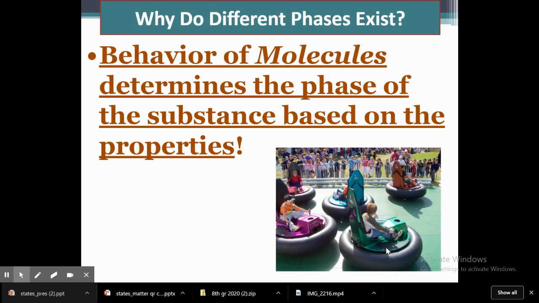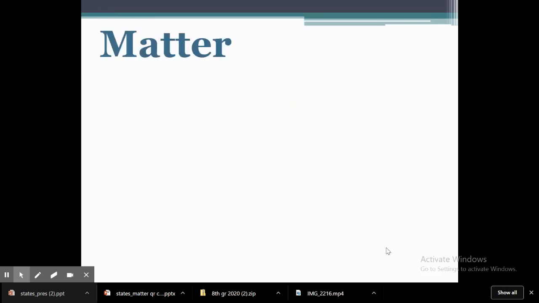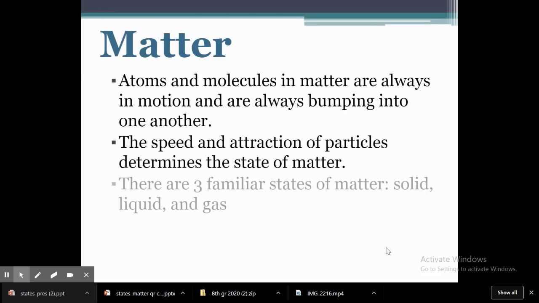Okay, so why do different phases exist? The behavior of molecules determines the phase of the substance based on the property, because molecules are always in motion. You cannot see air, right? But it has molecules and atoms, and those molecules and atoms are constantly moving, even though you cannot feel them moving and you cannot see them moving just by looking into space. Okay, so matter is atoms and molecules that are always in motion and always bumping into each other, hence the bumper car picture on the last slide.